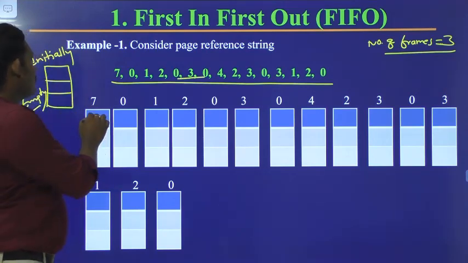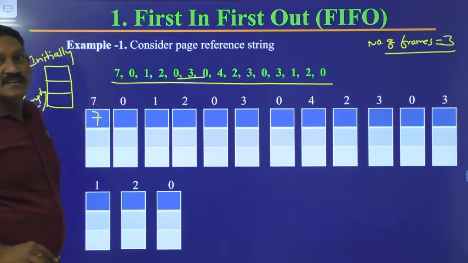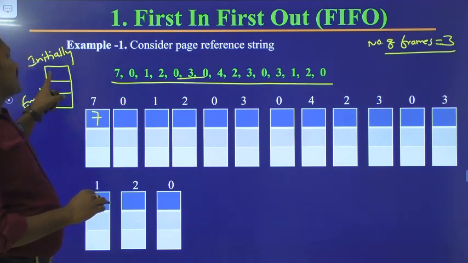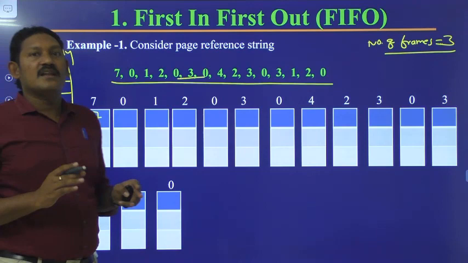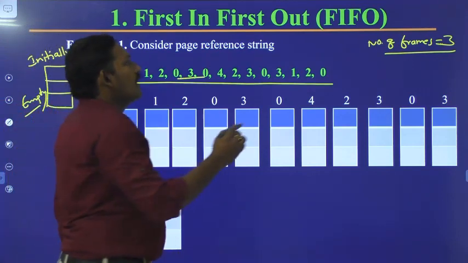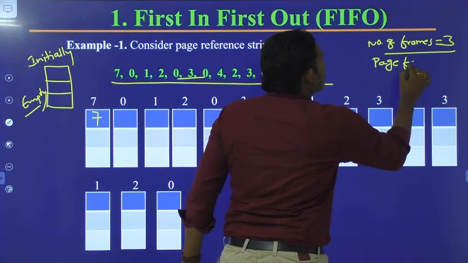Now we are going to insert 7. So 7 is inserted here. Previously it was empty, and now there is some change, which means a page fault has occurred. Here there is a concept called page fault. What is a page fault?